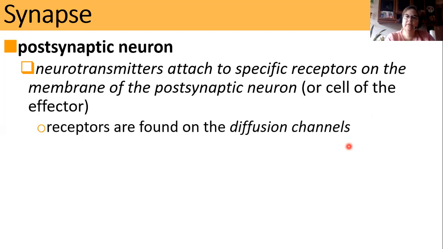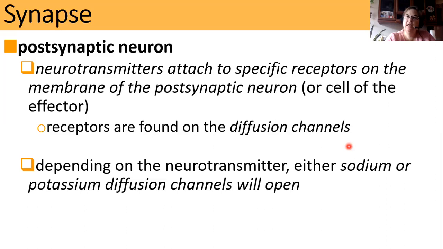The receptors are found on the diffusion channels. So there's actually receptors on potassium diffusion channels and sodium diffusion channels. Depending on the neurotransmitter, either sodium or potassium diffusion channels will open. Up to this point, we've only really talked about sodium channels opening. Okay, so sodium or potassium diffusion channels will open.